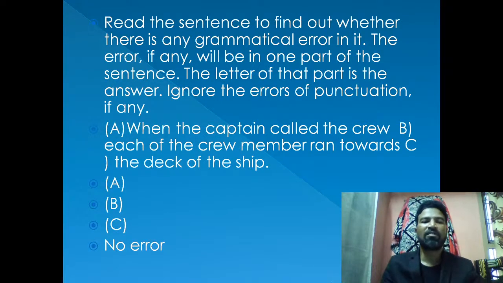When the captain called the crew, each of the crew member ran towards the deck of the ship. So option A, when the captain called the crew. Do we have the error there? Option B, each of the crew member ran towards. Option C, the deck of the ship. So where does the error lie? The error lies in part B of the sentence.